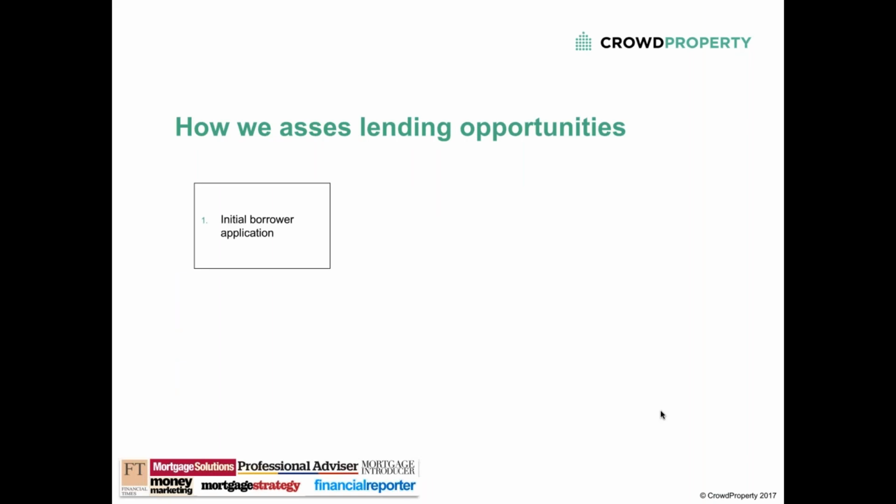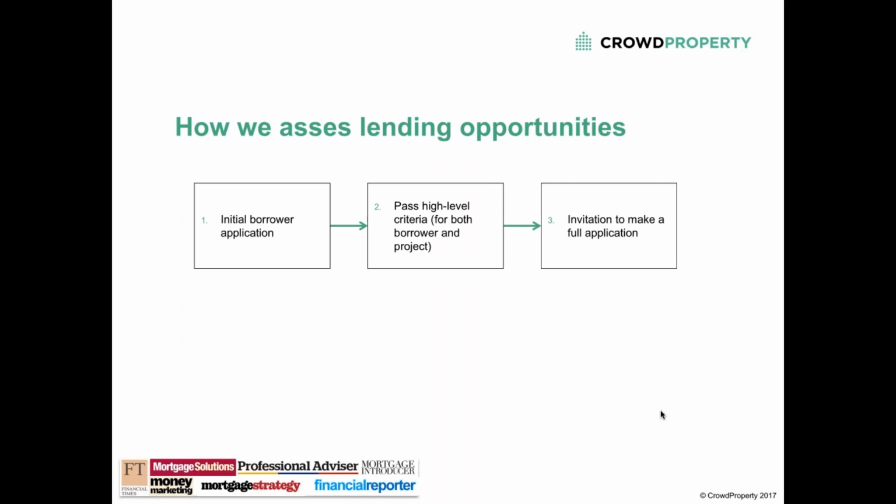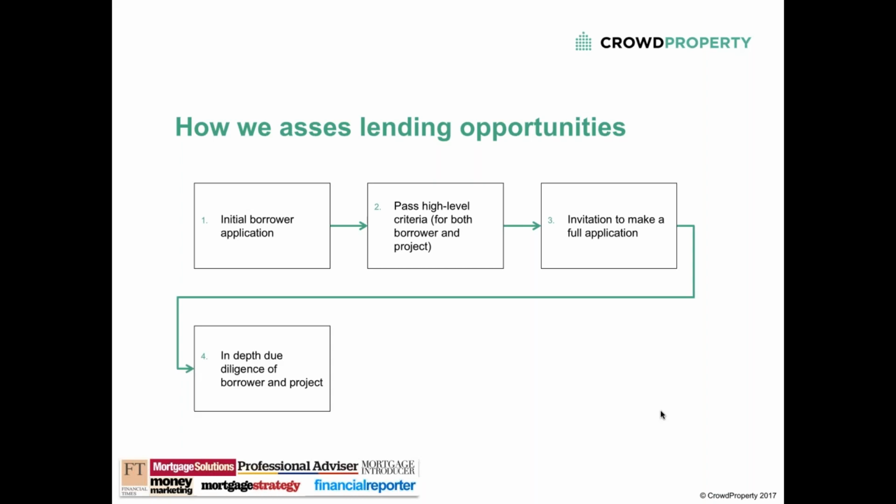Well, basically, borrowers will approach us to do an initial application on the website, which is very simple. If it passes the high-level criteria for both the borrower and the project, then we invite people to make a full application. Typically, at that point, we will get you to do a RICS valuation. So what's the property currently worth and what will it be worth once you've added the value to it? We then do our in-depth research on you, the borrower, and also the project. And then if you meet all the criteria, we give it our stamp of approval and issue an offer letter to you.